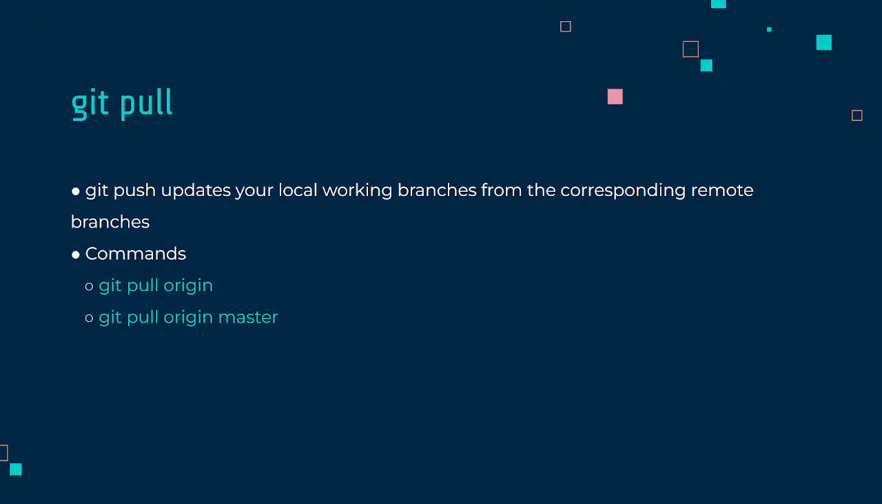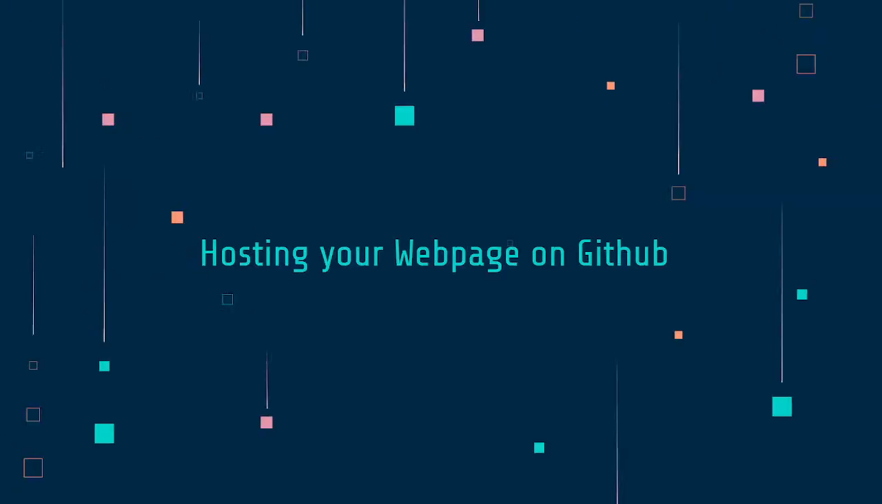Like if there are some changes on the remote or GitHub platform, and you want to pull those changes into your local repository, the repo you have on your PC, you need to enter git pull origin or git pull origin master to get those changes into your local repository. Now, I will move towards hosting your web page on GitHub.